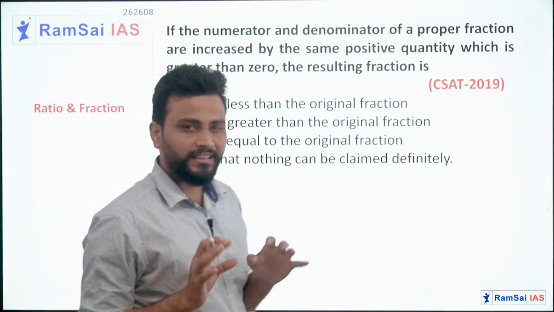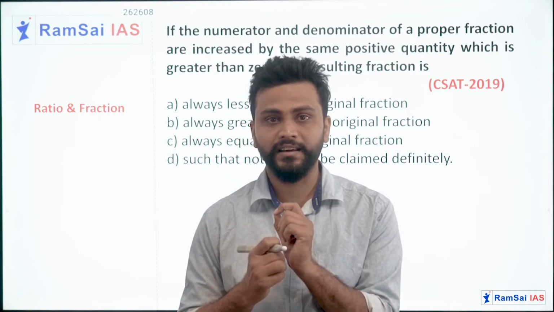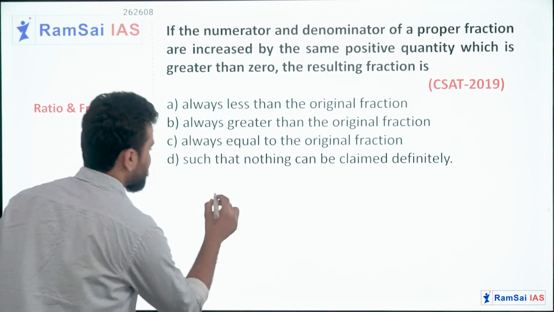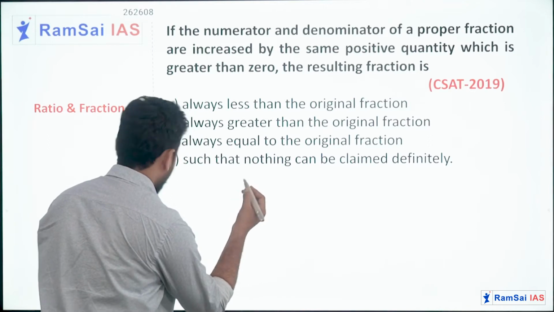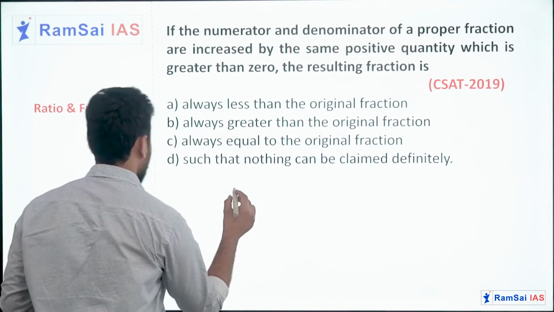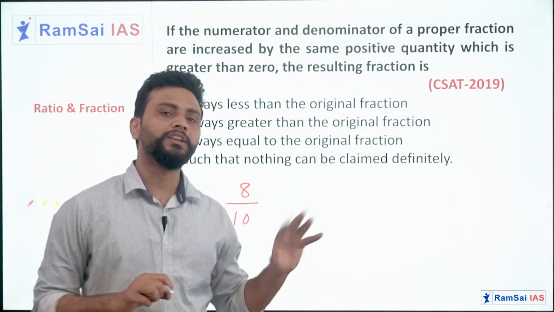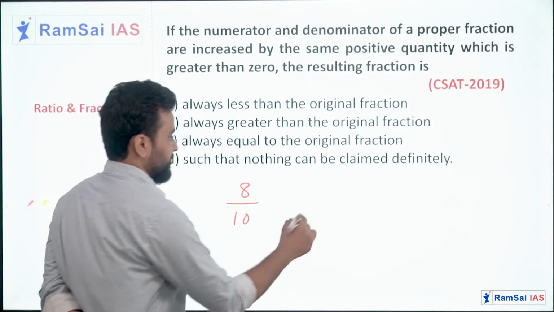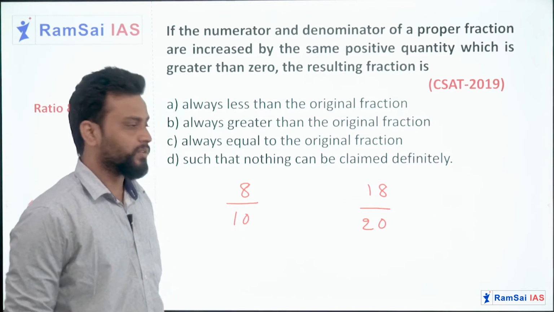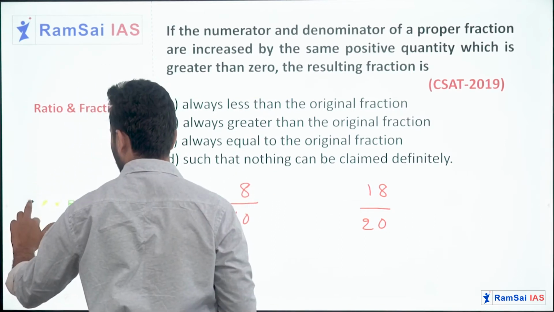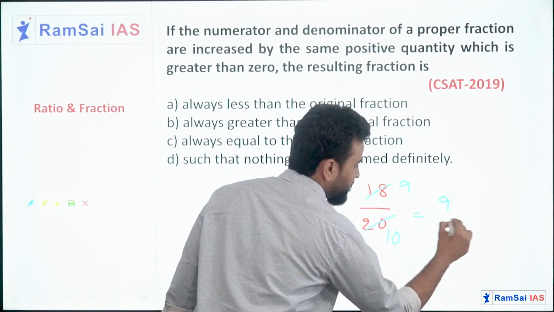I will do one thing, I will consider a proper fraction here and I will add a positive number to the numerator and denominator, then I will check. It is very simple. So, I will consider a fraction, you take one number like 8 by 10, why not? Yes, I will consider 8 by 10. If I add 10 to the numerator and 10 to the denominator, then it will be 18 by 20, right? So, if you cancel them, look at this clearly, 2 9s, 2 10s. So, result will be 9 by 10.